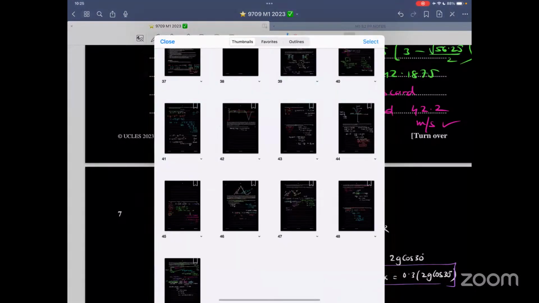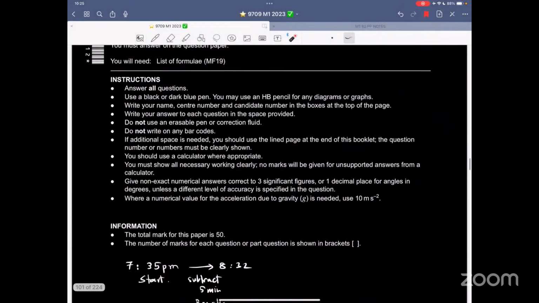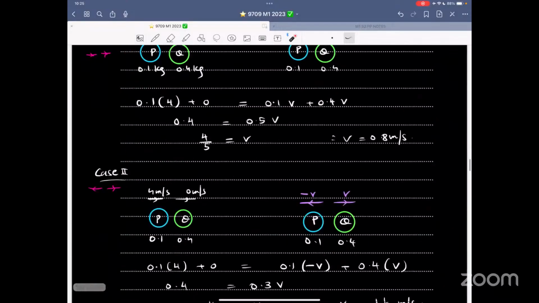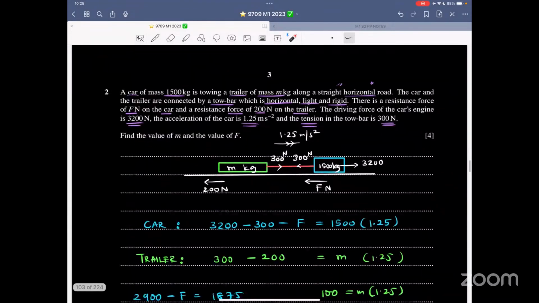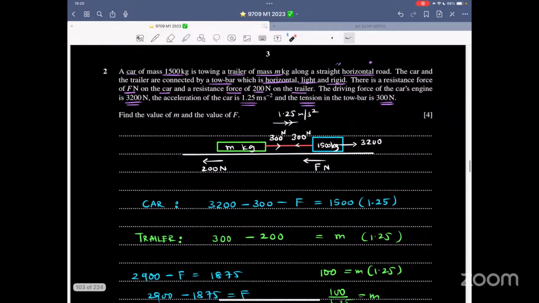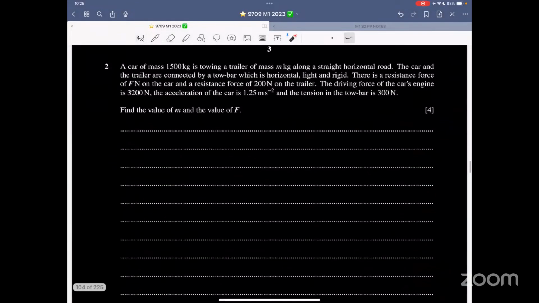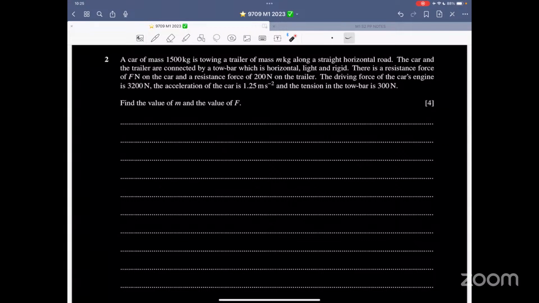So that was a lot of questions from the first paper. Let me move to this paper. I think we talked about this thing, momentum, from 3 questions. Now let me show you the working for this. So I think everything is going smoothly. And just have a good look at this question.